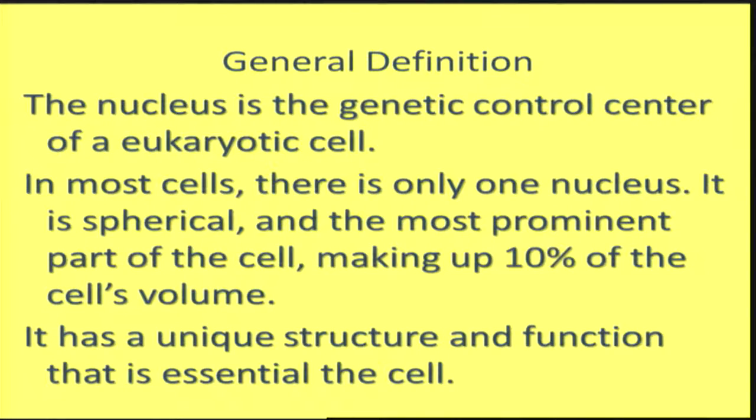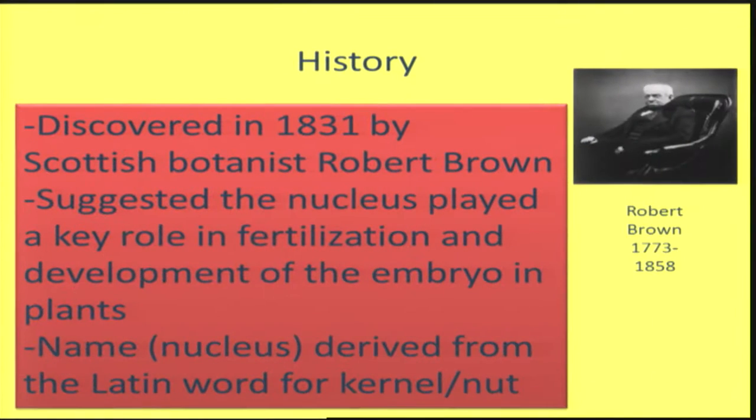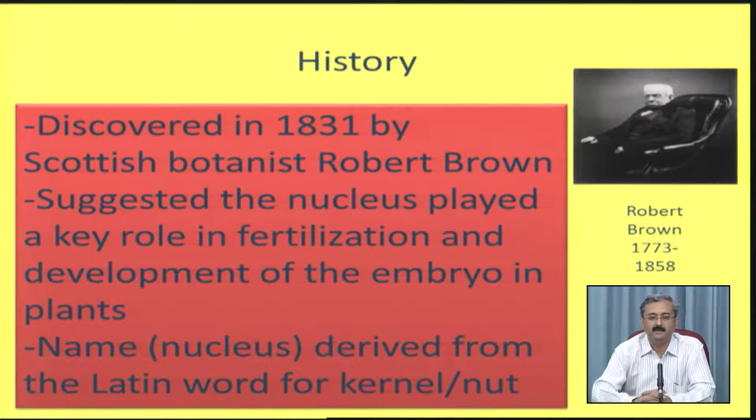It has a unique structure as well as a function that is very much essential to the cell. When we talk about the history of the nucleus, it was discovered in 1831 by a Scottish botanist, Robert Brown. He suggested that the nucleus played a key role in fertilization and development of the embryo in plants. The name nucleus was derived from a Latin word for kernel or nut.